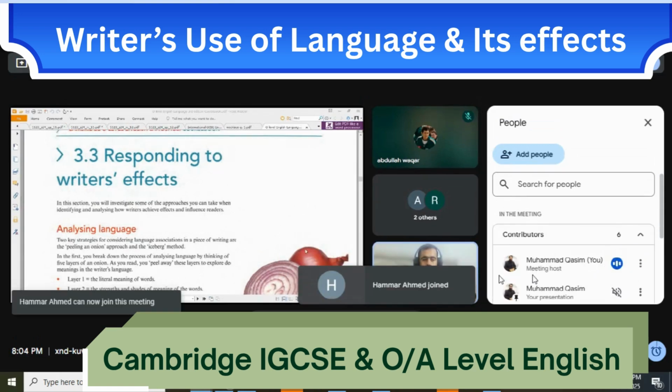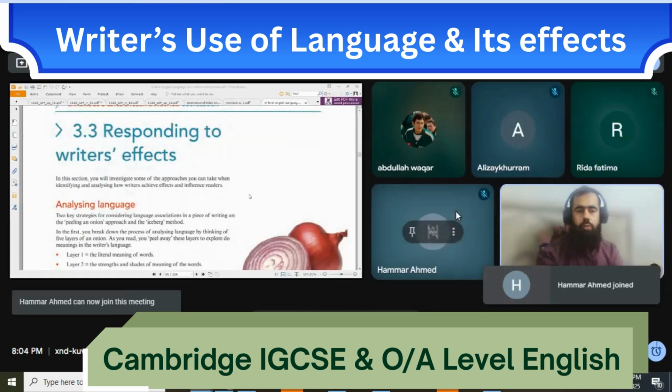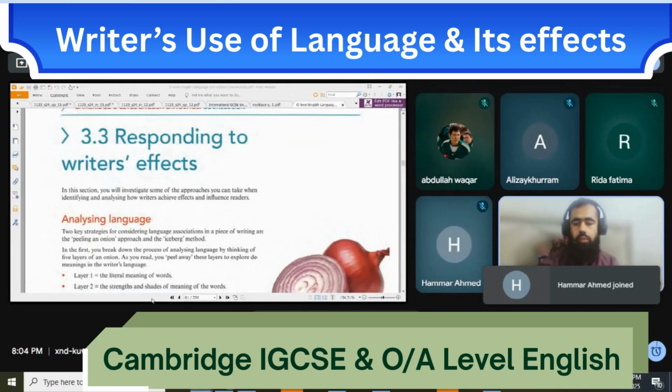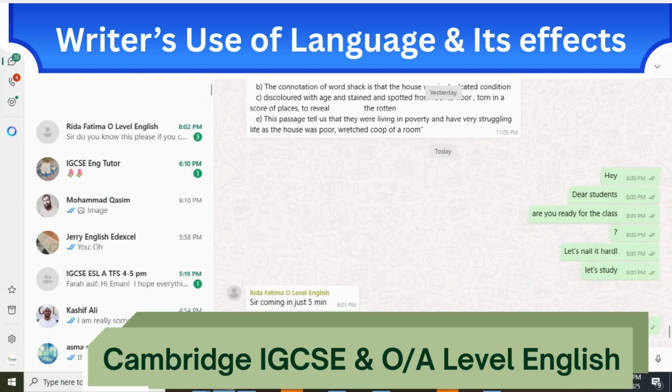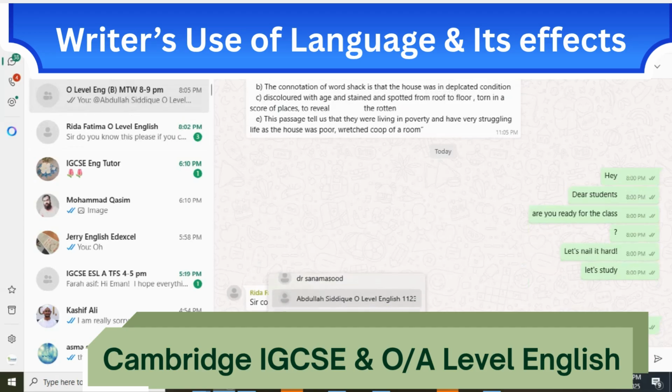So Omar has also joined. Hopefully all the students will be with us soon. Let me see who's left now, so that we will start today's topic. You should try to solve more and more activities, take more texts and solve them to gain good experience of how to analyze the language of the text and how to explain its effect.